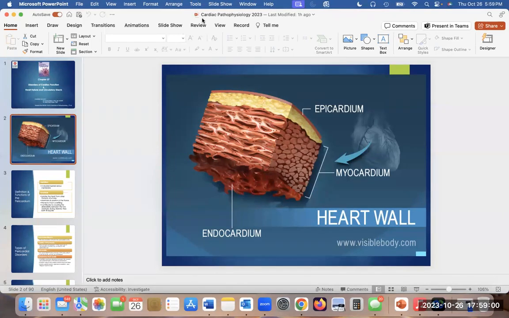And I just wanted to show you the heart wall. Your heart, or the muscle of your heart, has a few different layers. We have the epicardium, which is the outer layer, the myocardium, which is the inner muscular layer that really deals with the contractility of the heart. And then we have the endocardium, which is responsible for the valves. And the valves are really important for preventing backflow of blood to the heart and things like that.